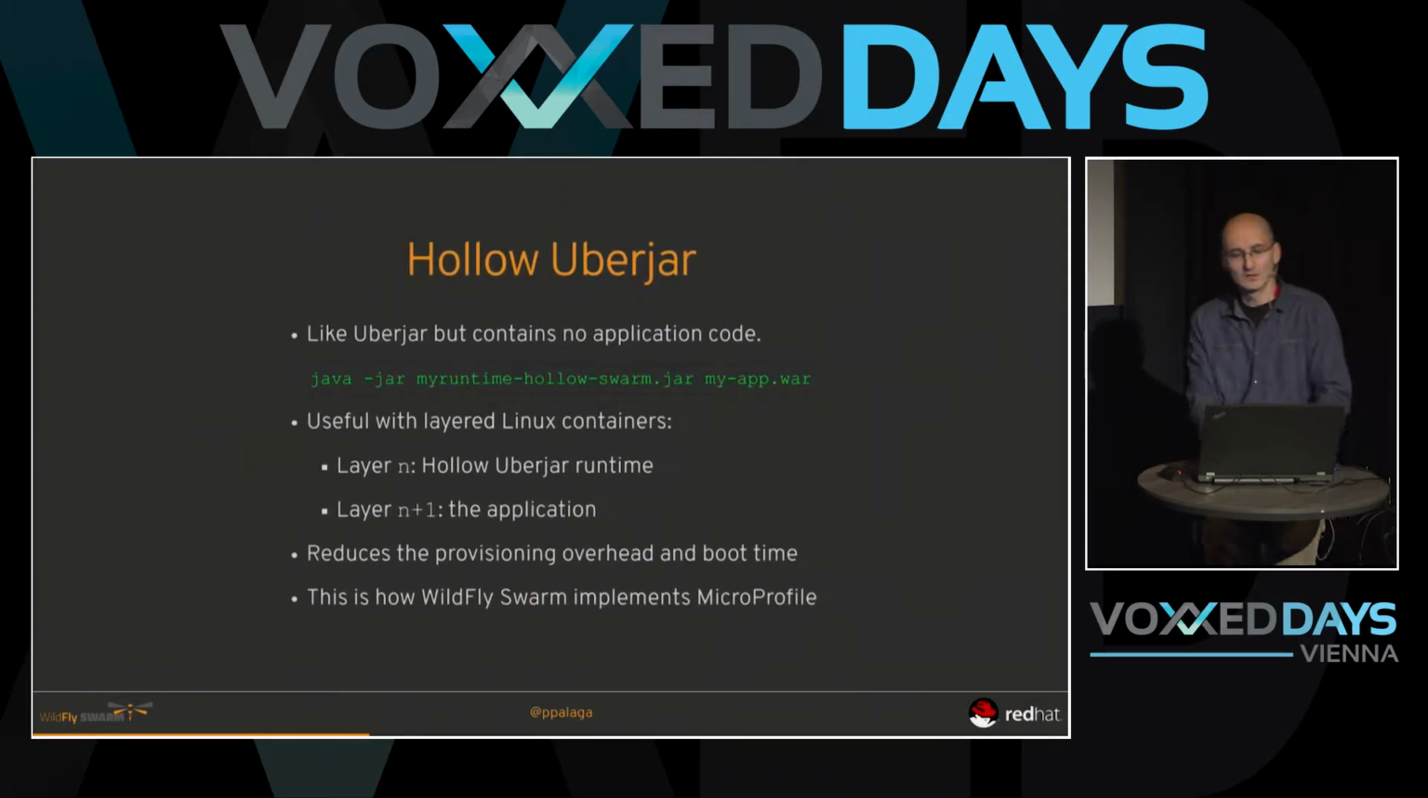There's also a related concept of hollow Uber jar. It's like an Uber jar, but it doesn't contain any application code. This might come in handy if you work with layering in containers. You may decide to create a layer that contains the Uber jar with all parts that are needed to run your application and to place your application on top of it in the next layer. This may reduce the provisioning overhead and boot time. And this is actually also how Swarm implements MicroProfile.